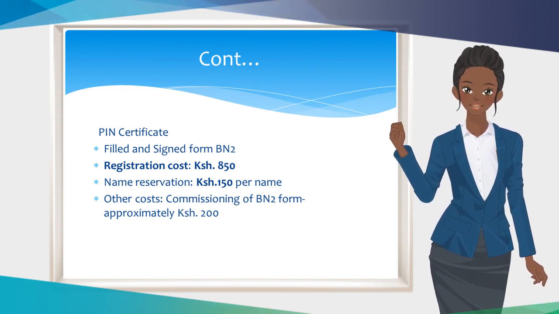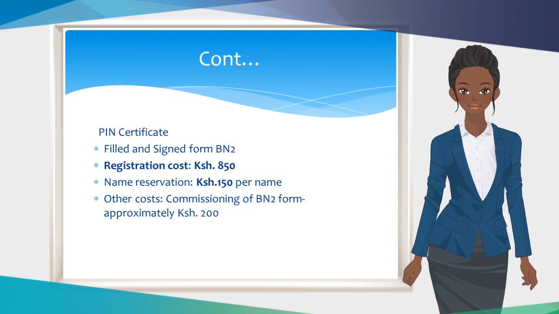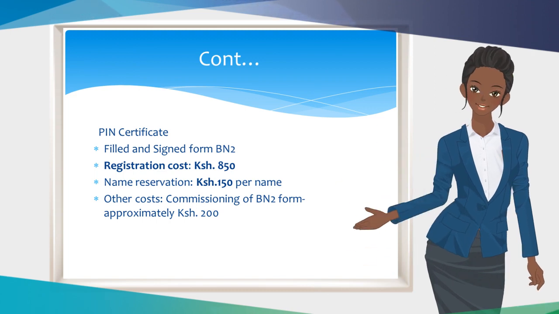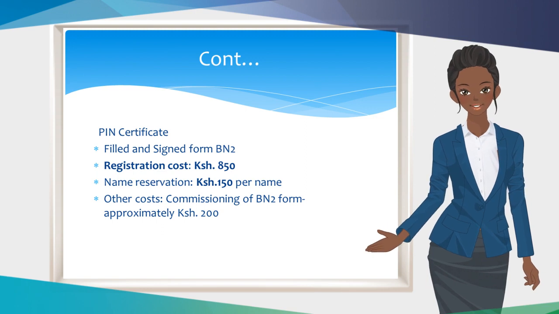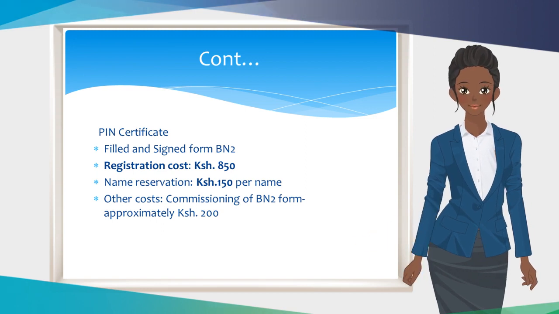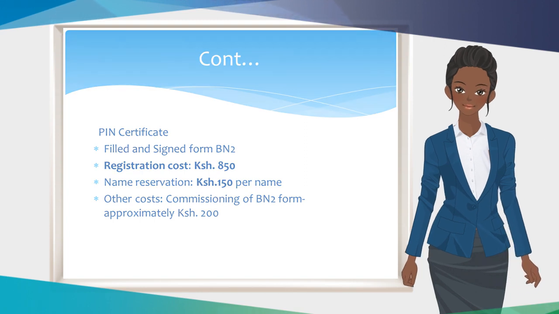registration cost of 850 Kenyan shillings, name reservation, that is 150 Kenyan shillings per name, and other costs, that is commissioning of B2N form, which is approximately 200 Kenyan shillings.